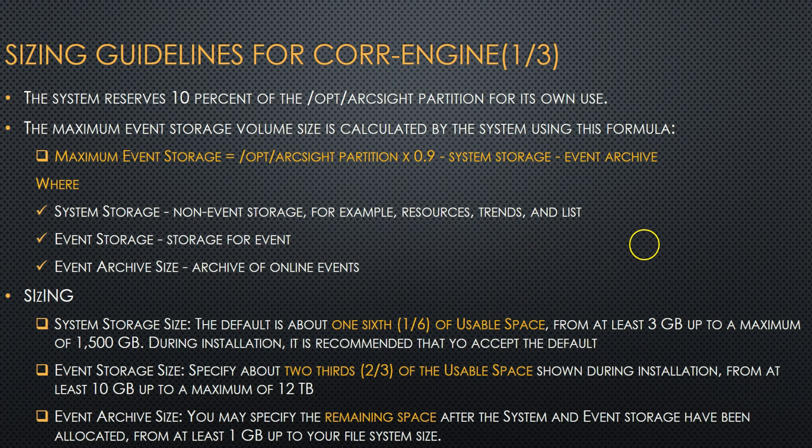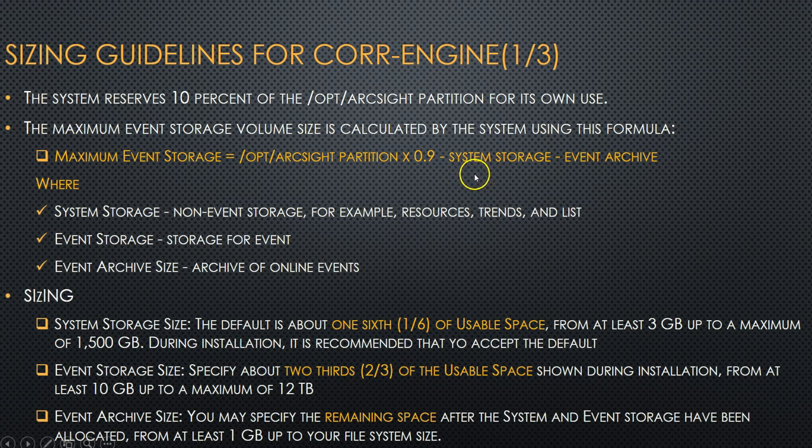So if you take out of the /opt/arcsight partition this system storage space and the event archive space, you will get the maximum event storage. And remember that the /opt/arcsight partition is already reduced by about 10% for the system as well, like caching or other specific usage of the ESM.